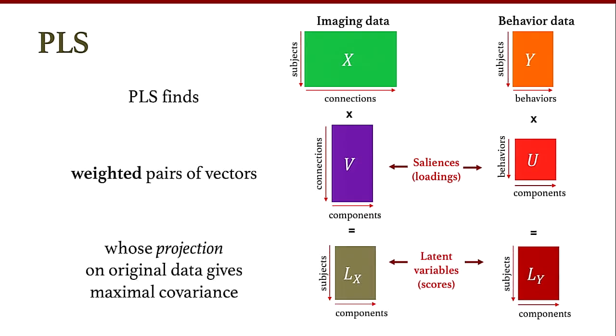And then by projecting your original imaging data and your original behavioral data on these salience matrices, you get your latent variables, also called scores. And for each subject, you're going to have a different score for each component on the imaging side and also on the behavioral side.